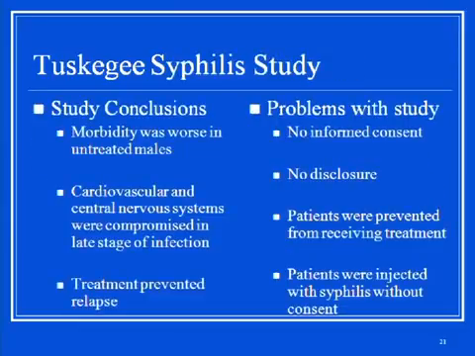So the study conclusions were that morbidity is worse in untreated males. Woohoo, right? I think we kind of knew that. That the cardiovascular and central nervous system were compromised in the late stages of infection. These were things that were already documented with the Oslo study.